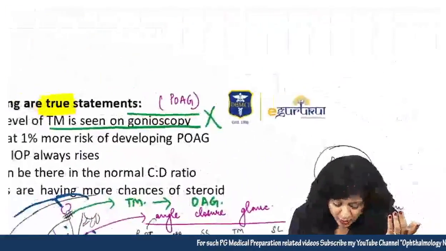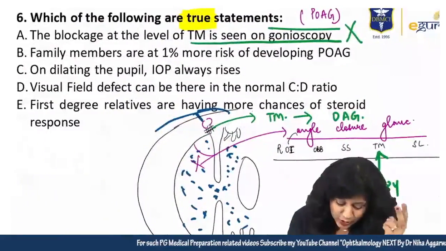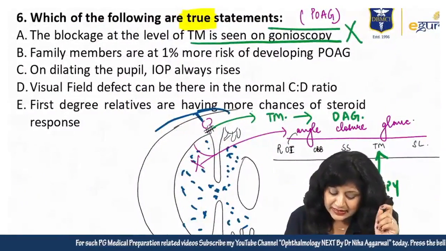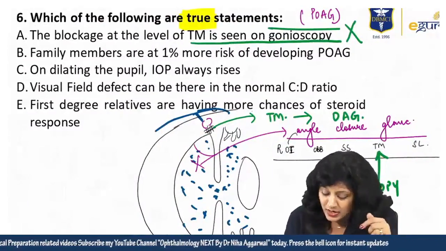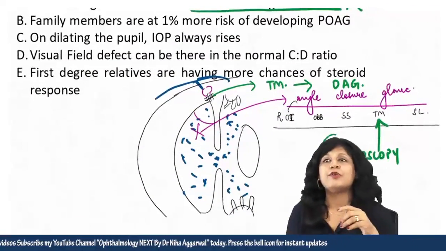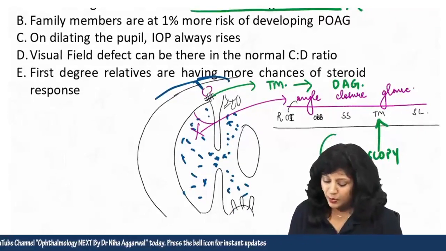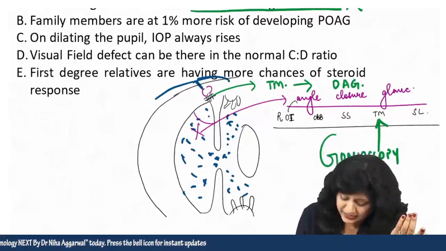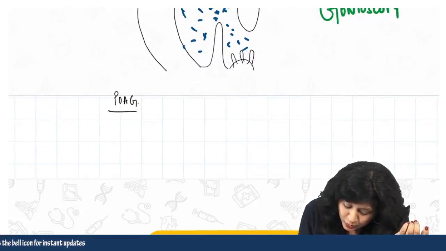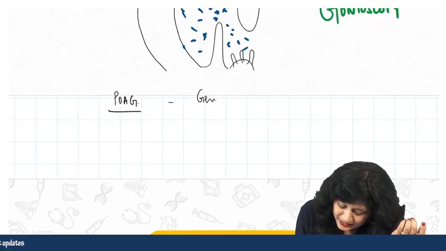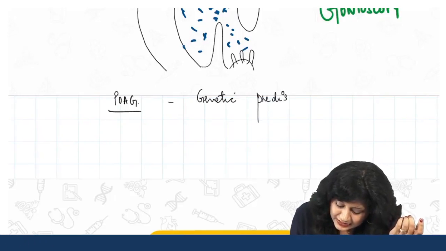Then the second option is family members are at 1% more risk of developing the open angle glaucoma. Now we already know that open angle glaucoma has this tendency. If I talk about the primary open angle glaucoma, then it has a genetic predisposition. It has that genetic predisposition.